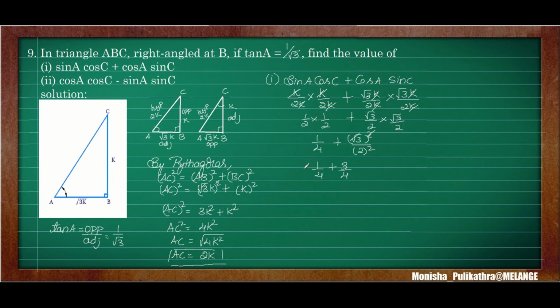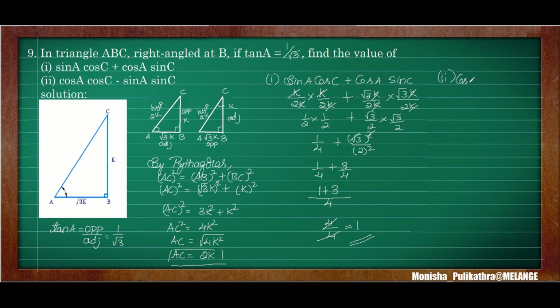So here the denominator, the LCM, is the same. If the LCM and the denominator are the same, we have to retain the numerator as it is. So it will become 4 by 4, which is equal to 1. So for the first question, sin A cos C plus cos A sin C, the answer is 1. So next, move on to the second question.